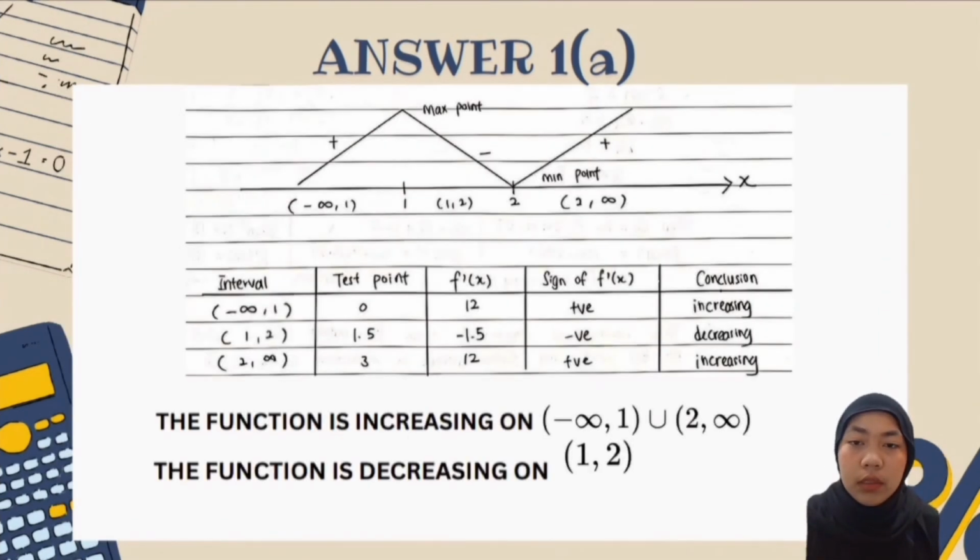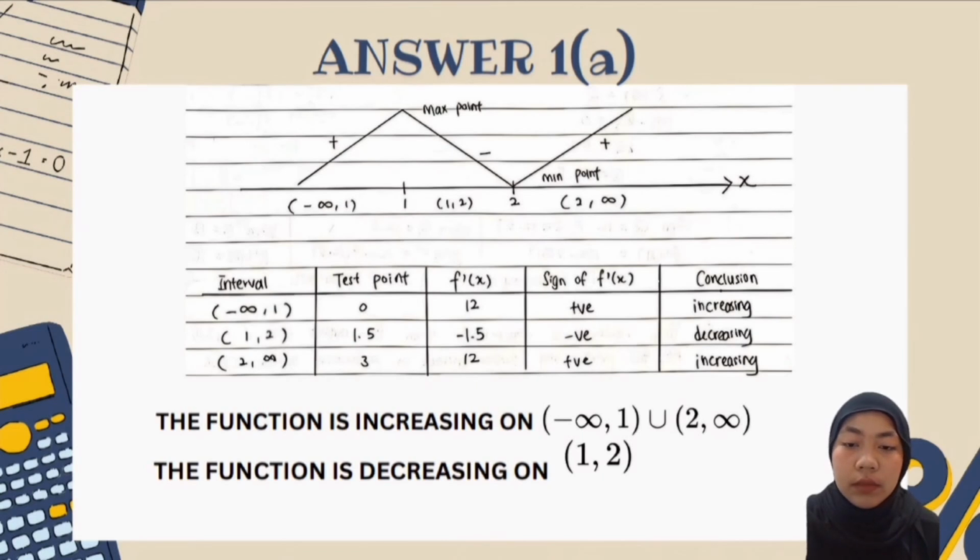The next step, we use the sign diagram to determine the intervals. The critical points are x = 1 and x = 2. So we divide into three intervals: (negative infinity, 1), (1, 2) and (2, infinity). For each interval, we have to test a value.